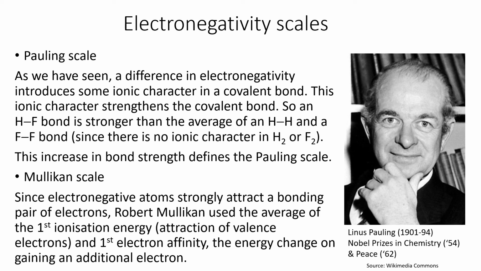So this is kind of the opposite of ionization energy. Ionization energy would be the energy for an atom to lose an electron. Electron affinity is the energy change when an atom gains an electron. And so, considering that the atom is also pulling on an electron from another atom in the bond, he used the average of the ionization energy and the electron affinity to get a measure of the electronegativity of atoms. So unlike Pauling, he's not using the difference between two atoms in defining his scale. So this is something of an absolute scale for electronegativity.